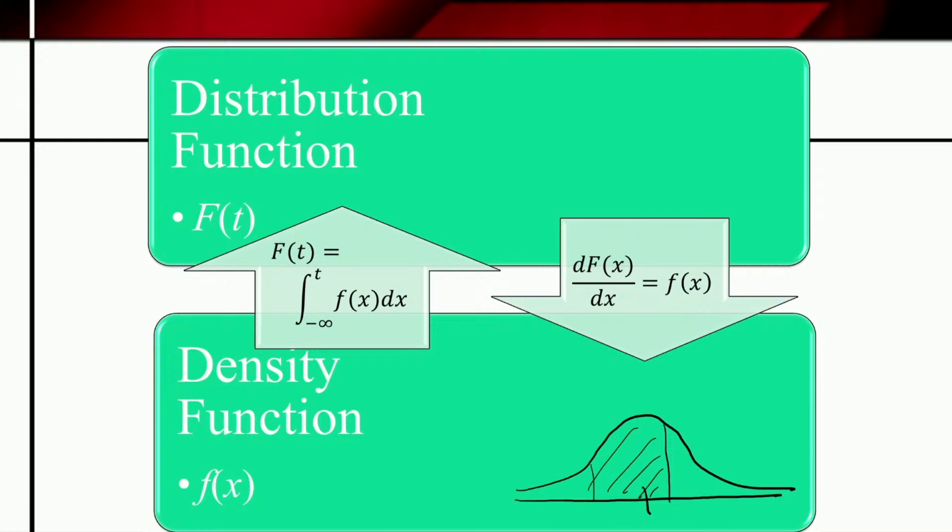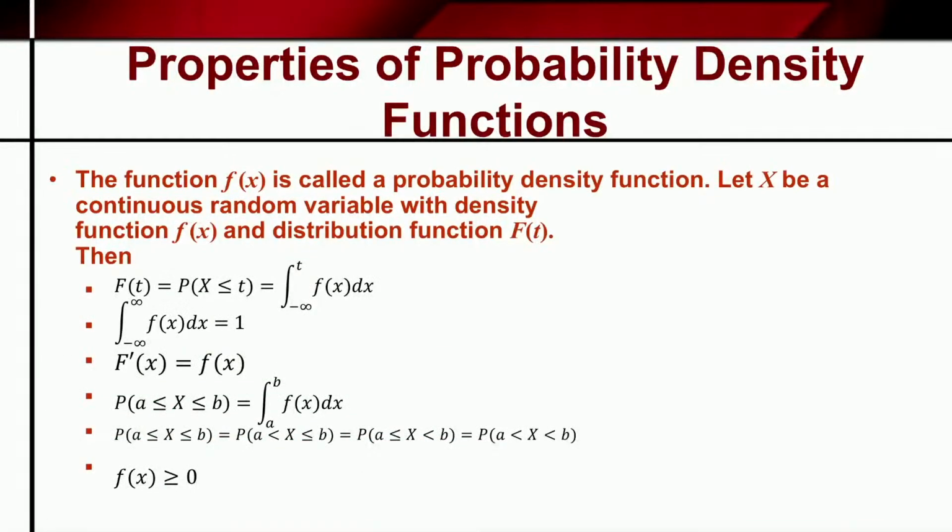Okay, so some properties of density and distribution functions. Once you know you have a distribution function and a density function, let's go through these one at a time. The cumulative probability that x is less than or equal to t is the integral from negative infinity to t of the density function. So there's the relationship. We just had that on the other slide.